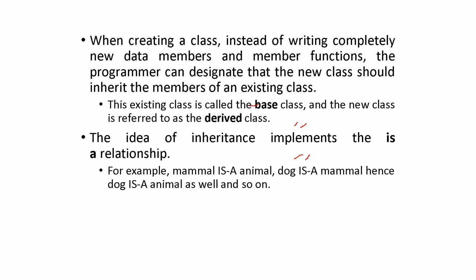The idea of inheritance implements the "is a" relationship. Mammal is an animal. Animal is the parent class and mammal is the child class. So you can say mammal is an animal, an "is a" relationship. Dog is a mammal. Again, see, dog is the child and mammal is the parent. So mammal is a child of animal, right? Mammal is an animal, so whatever the features of that animal are, they come in mammal. And here dog is a mammal, so the features of mammal will come as features of dog. That is a chain and that is reusing.